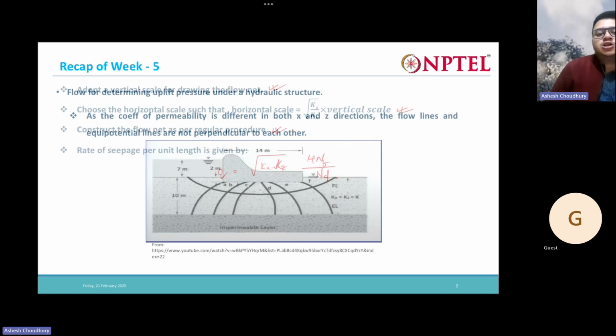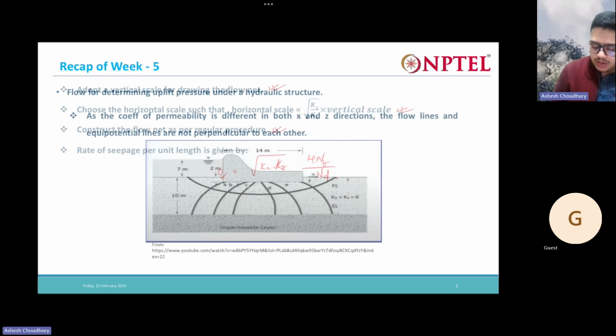If the coefficient of permeability is different in the x and z directions, flow lines and equipotential lines are not perpendicular to each other. If they are equal, then the flow lines and equipotential lines will be perpendicular to each other.